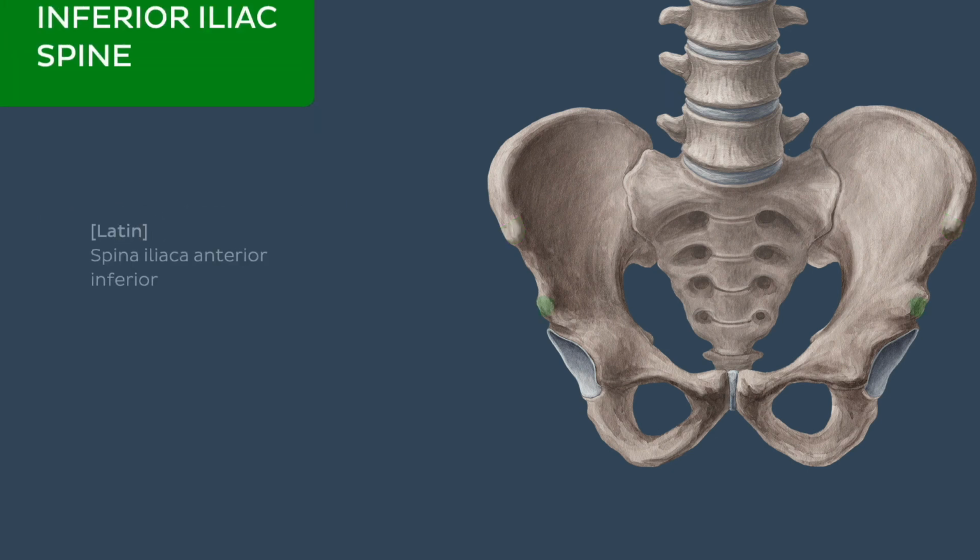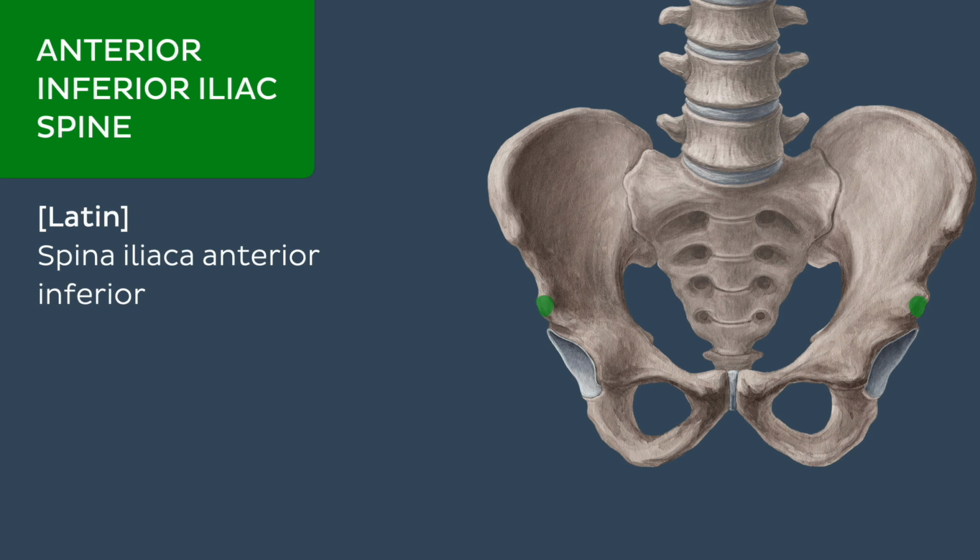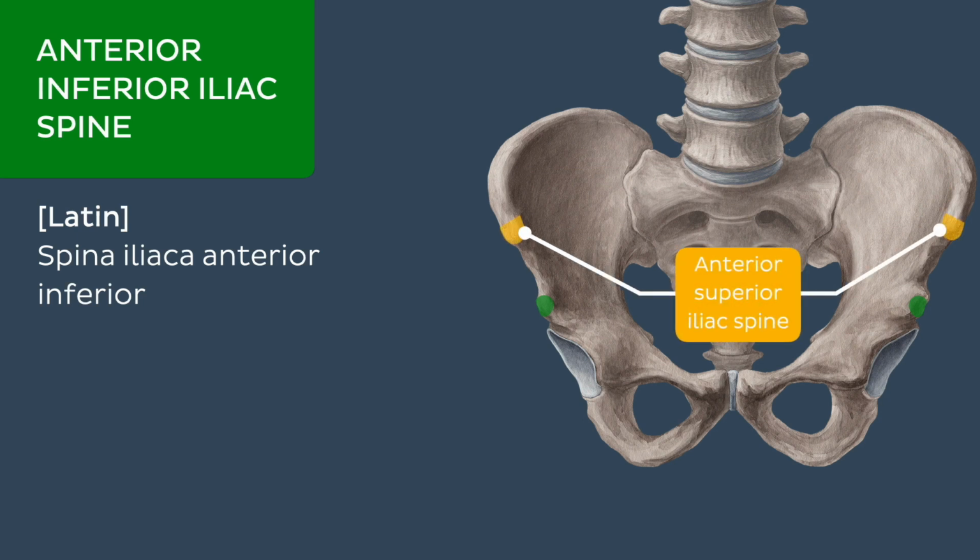Now we have the anterior inferior iliac spine, which is a bony process found at the anterior margin of the ilium, inferior to the anterior superior iliac spine. This spine serves as the origin of the rectus femoris muscle.